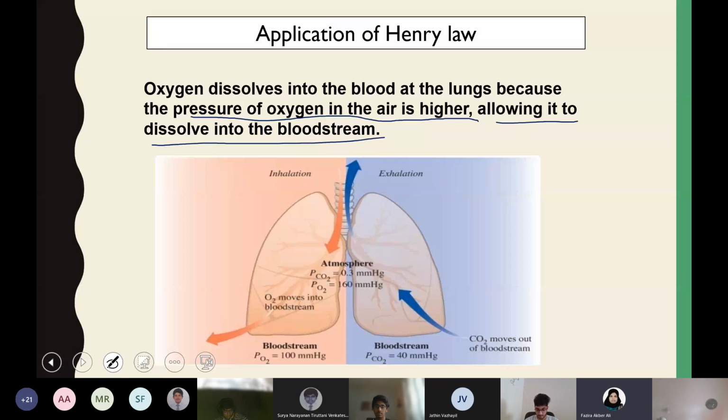And you can explain the same thing with carbon dioxide. We know that through our veins, carbon dioxide is being transported towards the lungs, and we know that the pressure of carbon dioxide in air is very, very less. So what happens when the pressure is less? This dissolved CO2 will come back as CO2 gas.